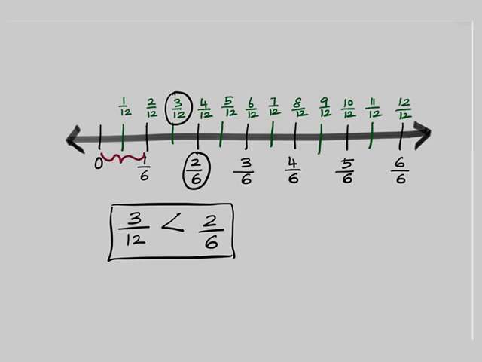The number line is partitioned into 1/6, so this is 1/6. And half of 1/6 is 1/12. We know that 3/12 is a smaller value because it is closer to 0. And we also know that 2/6 is a bigger value because it is far away from 0. So 3/12 is a smaller value than 2/6.